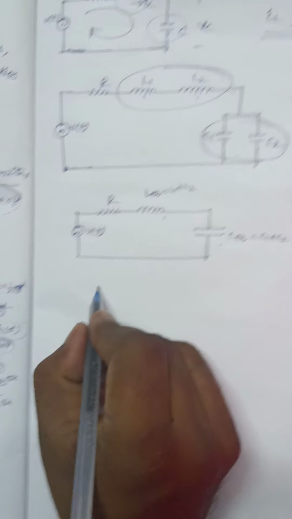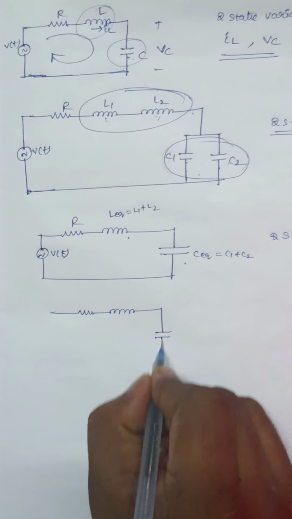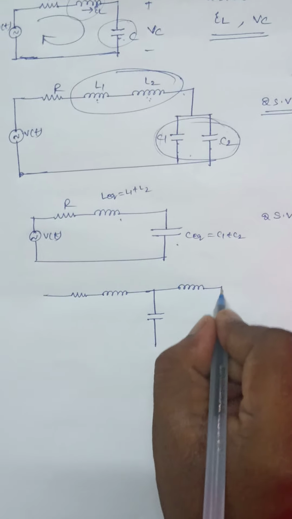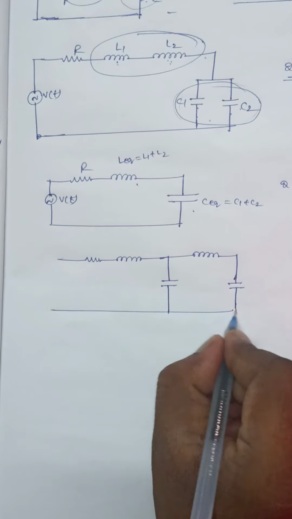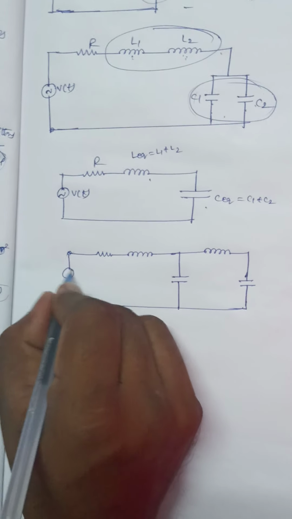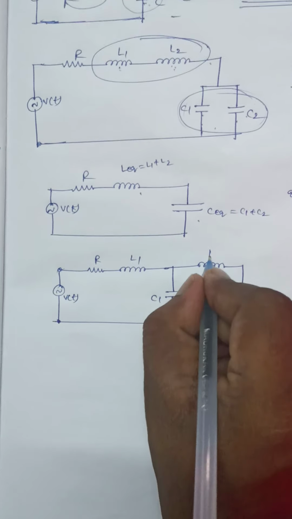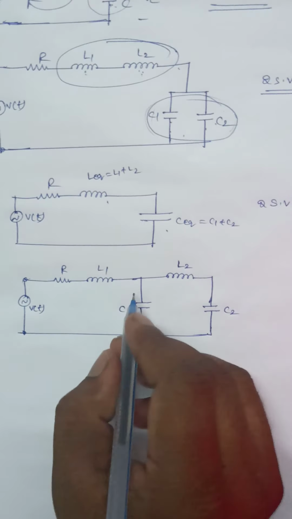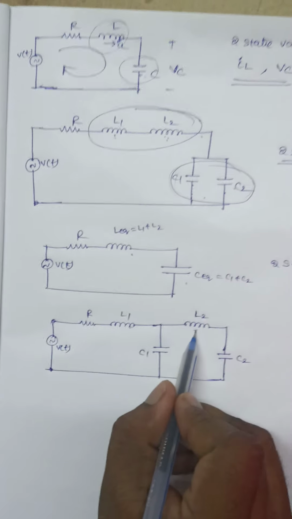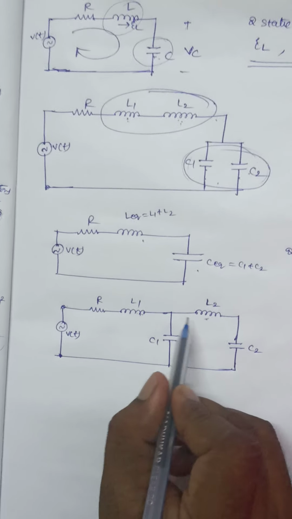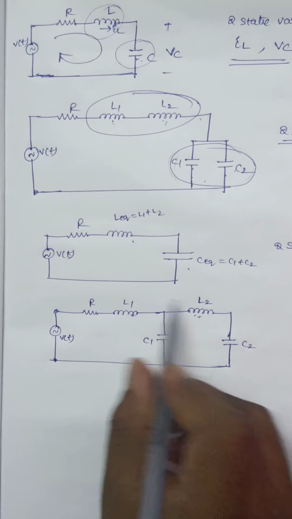But now you see another question. This is a resistance and an inductor, a capacitance. Here is another inductor, and another capacitance. Now I am applying the input V of t. It is resistance, L1, C1, L2 and C2. Here I cannot combine these two inductors. Why? Because we cannot say these two inductors are connected in series or in parallel.